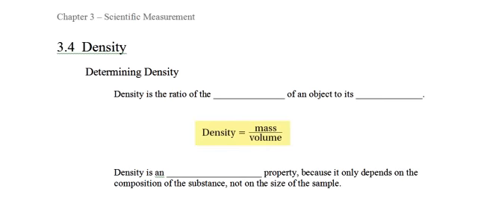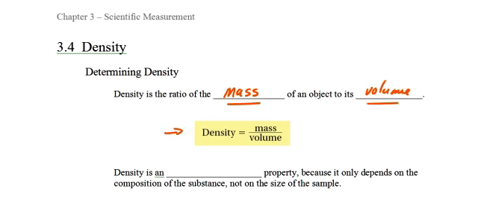And welcome to 3.4. This section is on density. It's one of the fundamental properties that matter has. And the first thing we want to talk about is what density actually is. All density is the ratio of the mass of an object to its volume. How much stuff is crammed into a particular volume or a particular space.